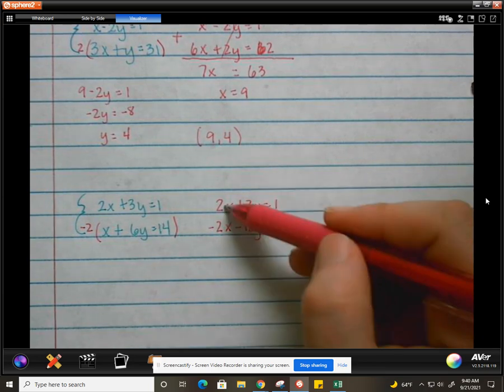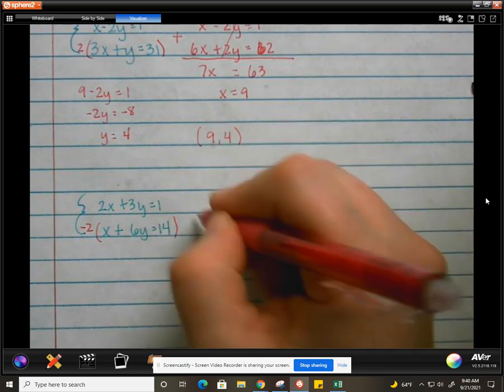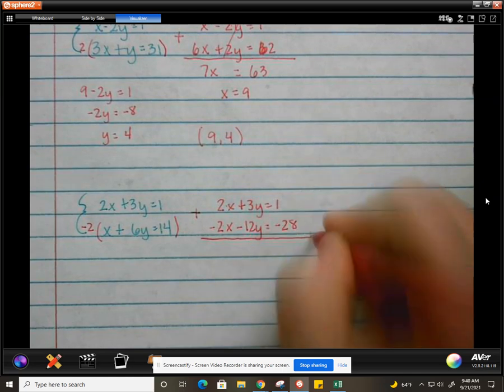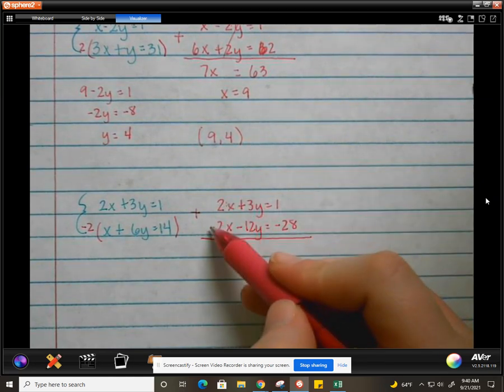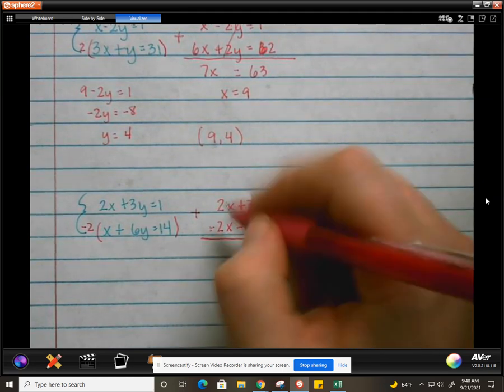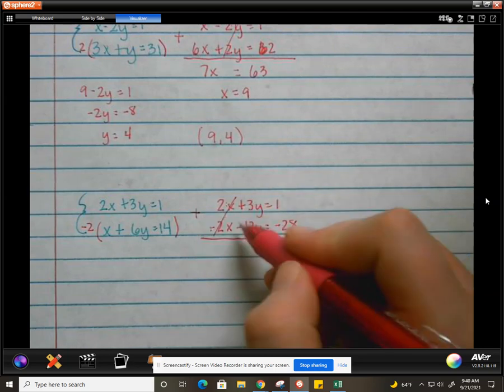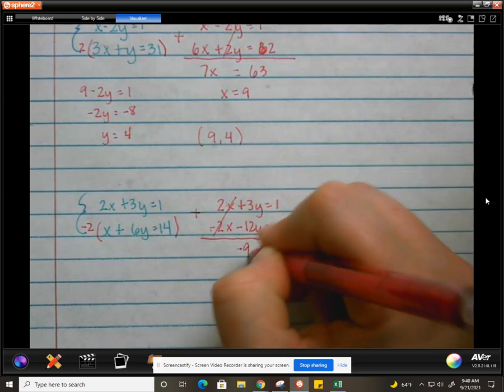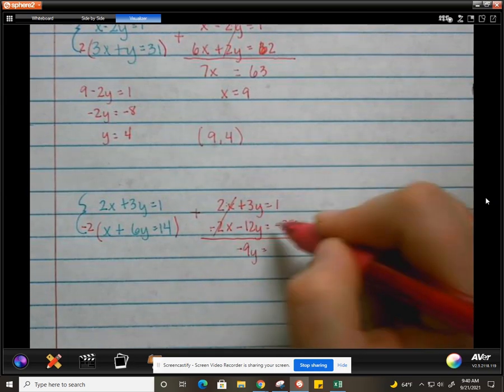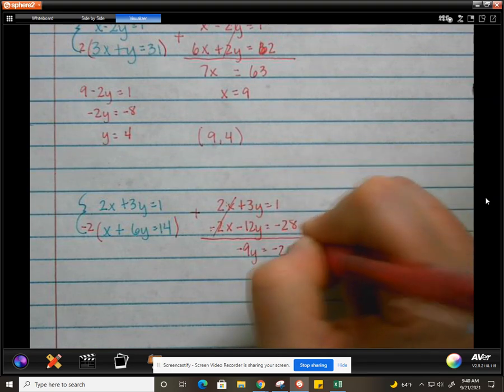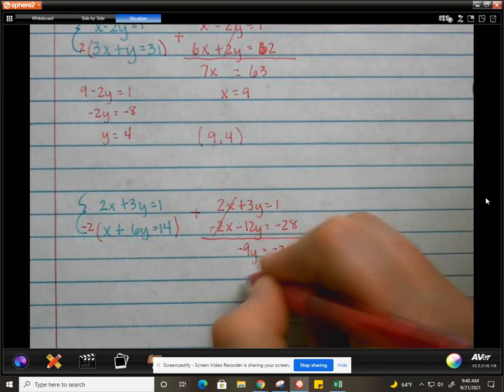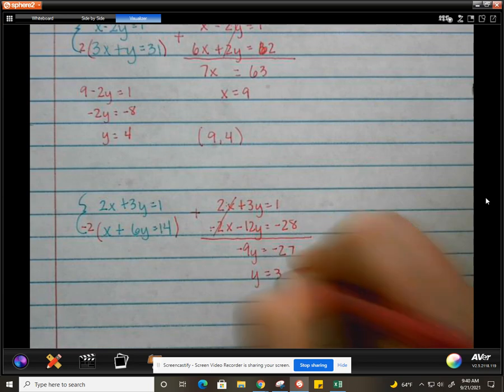So now since my x's are the same number but opposite signs, this is just an addition problem. 2 plus negative 2 cancels. 3 plus negative 12 becomes negative 9y. And 1 plus negative 28 becomes negative 27. When I divide by negative 9, I'm going to get y equals 3.